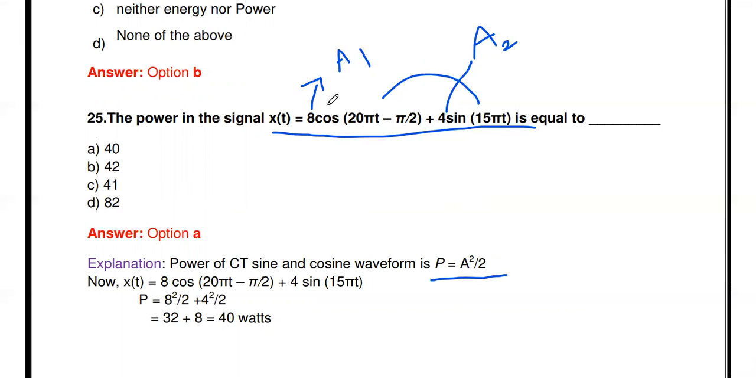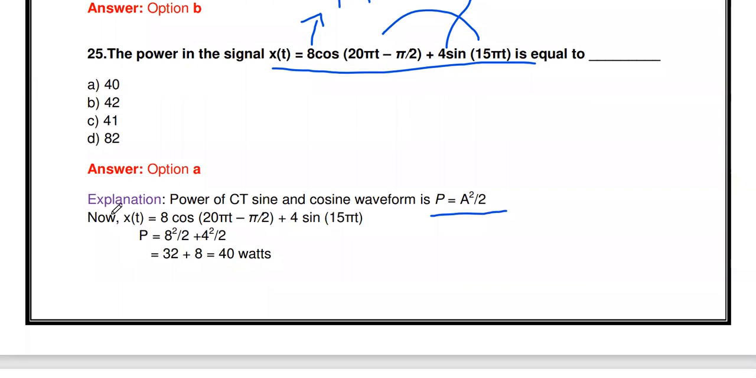What is the amplitude of this cosine waveform? A1 equal to 8. In the second waveform, the amplitude is 4. The total power of this addition of two signals is the power of the first signal plus the power of the second signal. So P equal to 8 squared divided by 2 plus 4 squared divided by 2. 8 squared divided by 2 is 32, 4 squared divided by 2 is 8. The addition is 40 watts. So the answer is 40.